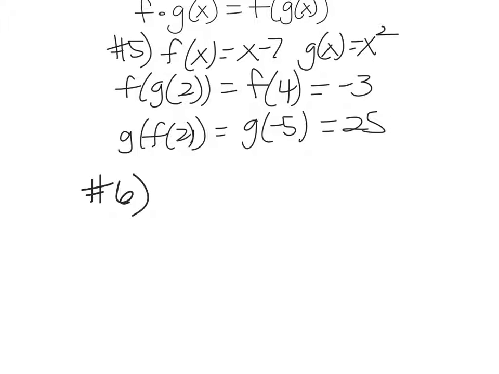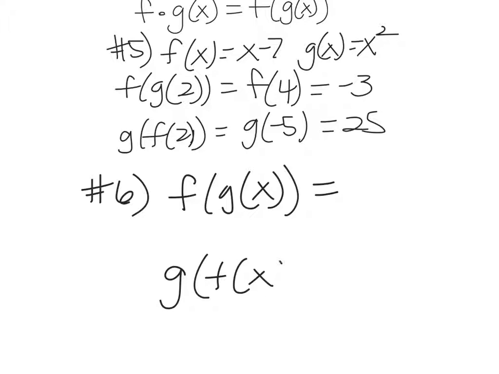Let's say that we're sticking with those same x minus 7 and x squared, and let's just do f of g of x and g of f of x. So no numbers this time, just strictly in terms of x. And we're going to plug them in. You can actually graph these on your calculator too. If you graph f of x as y1, g of x as y2. Yeah, but we don't need to do all that.